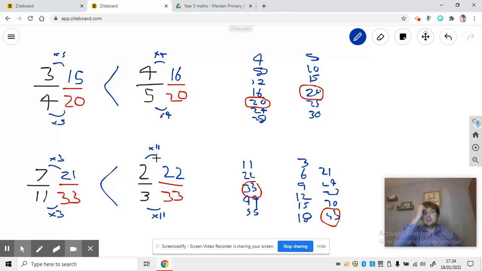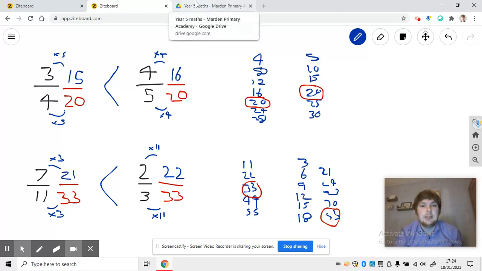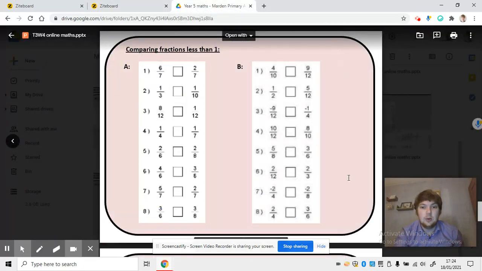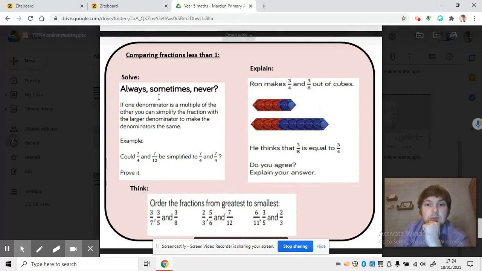Some of you might find you need to watch it a few times, and of course, if you're still stuck, we will look at this at 10 o'clock. But if not, you have either A or B to do, and to compare them using that inequality symbol. Once you've done that, you've got your solve, you're explaining your thing. So your solve, always, sometimes, never true.